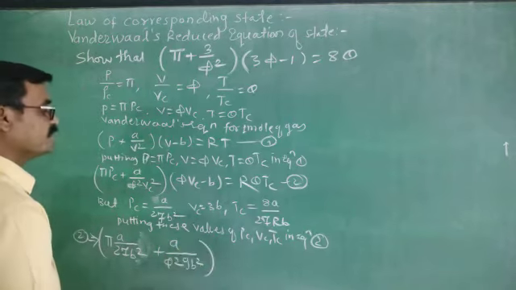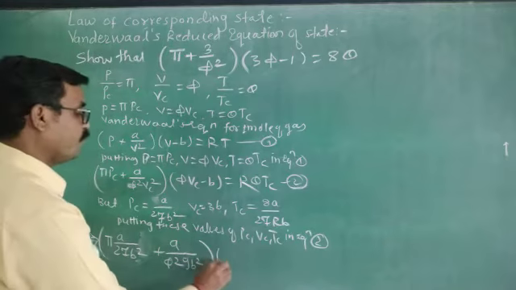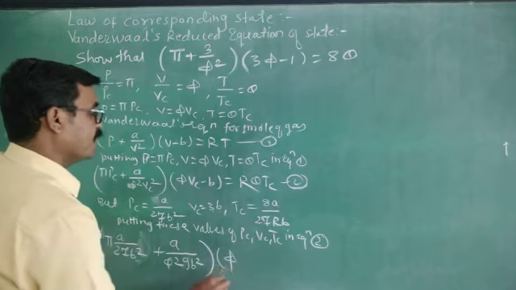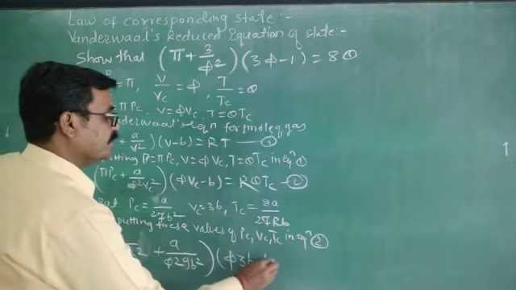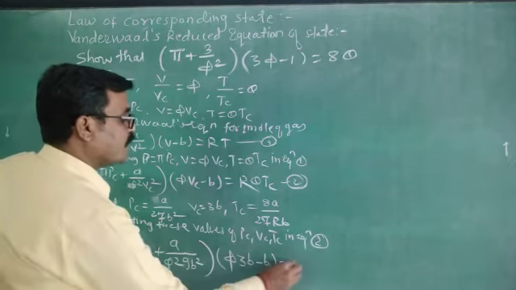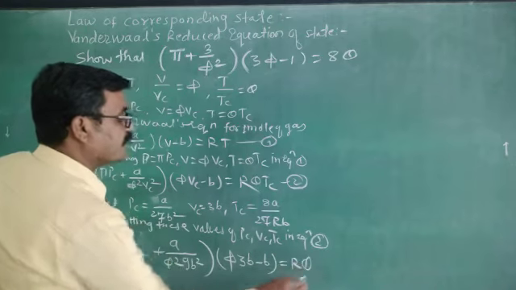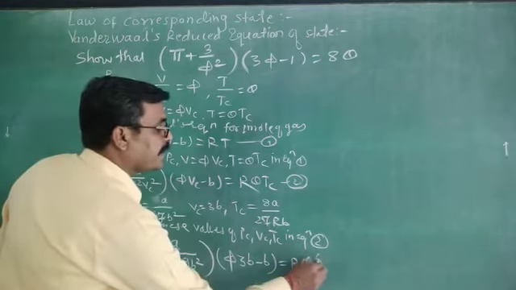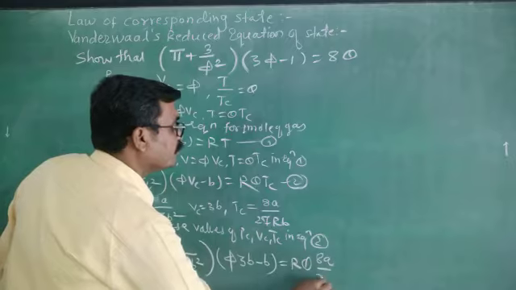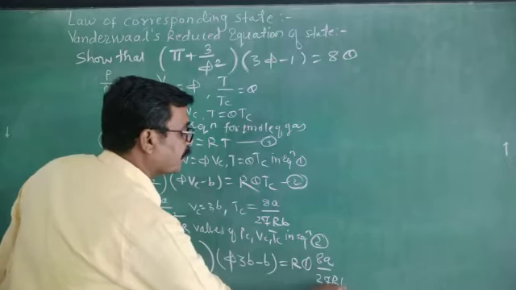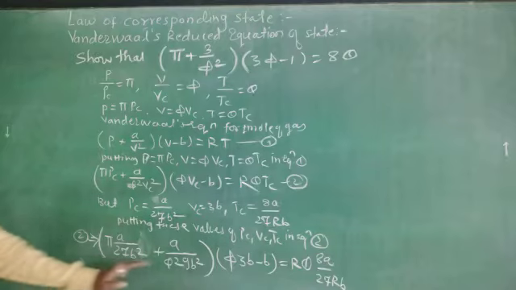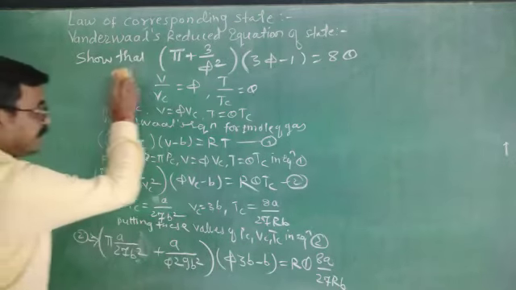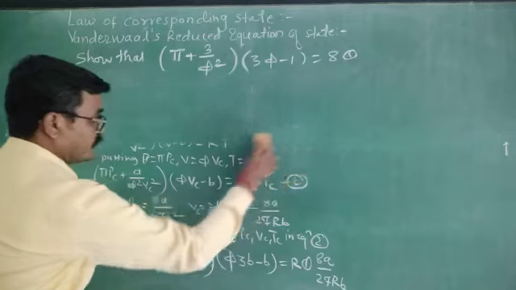Now phi into Vc, thrice B, so phi into thrice B, minus B remains as it is, into R theta into Tc, which is 8A upon 27 RB. Now from this equation we may take some values as constant.